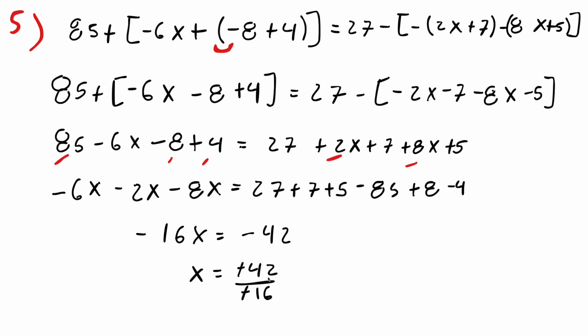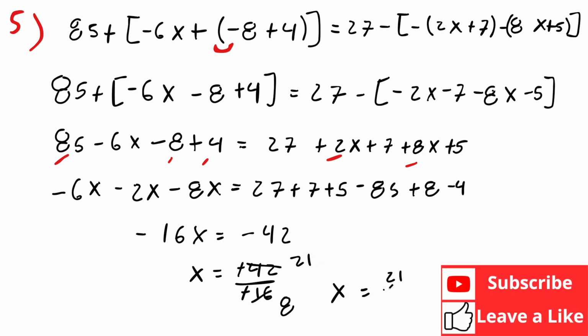We cancel the signs, we now apply the halves. So what is the half of 42? It is 21. What is the half of 16? It is 8. And so x is equal to 21 over 8. That would be our solution for our fifth example.